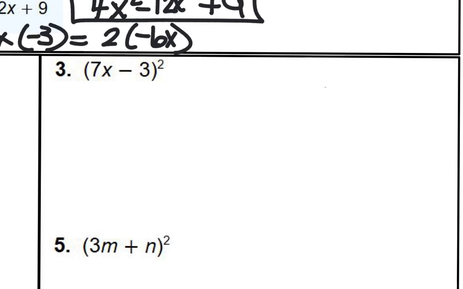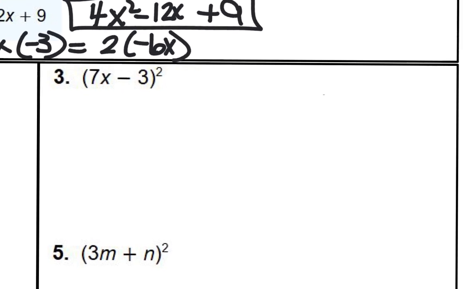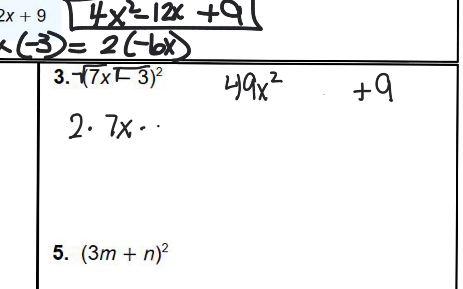Alright. So we're going to take the square of your first one and the square of the negative 3. So 49x squared. My last term will be positive 9. And then 2 times 7x times negative 3. So 2 times 7 is 14 times negative 3. It's negative 42x.